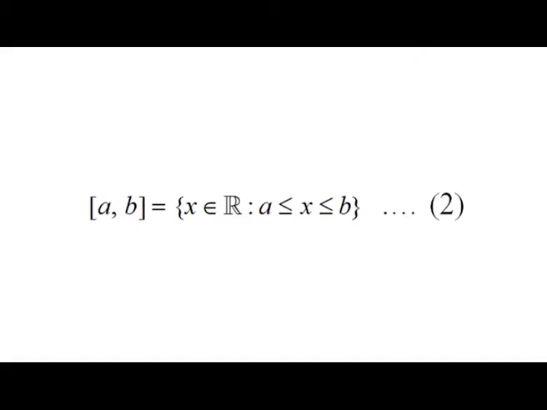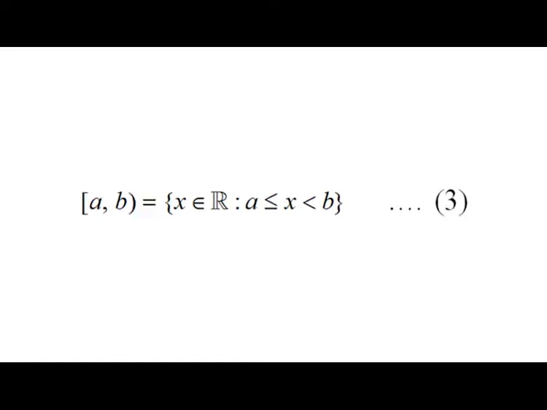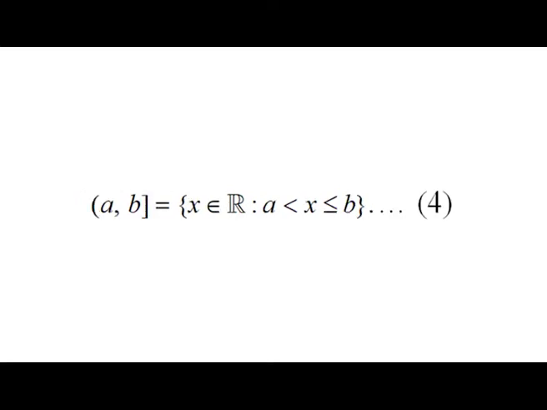If both points are adjoined to the open interval, we have the closed interval [a, b] equal to the set of all x belongs to R such that a ≤ x ≤ b, equation number 2. The sets left closed right open interval [a, b) equal to the set of all x belongs to R such that a ≤ x < b, equation number 3, and left open right closed interval (a, b] equal to the set of all x belongs to R such that a < x ≤ b, equation number 4, are half open or half closed intervals determined by the endpoints a and b.